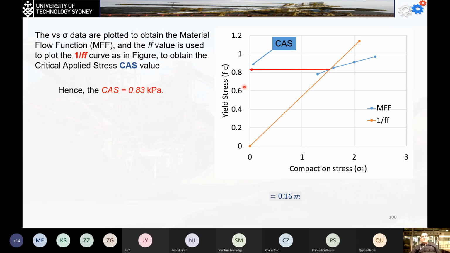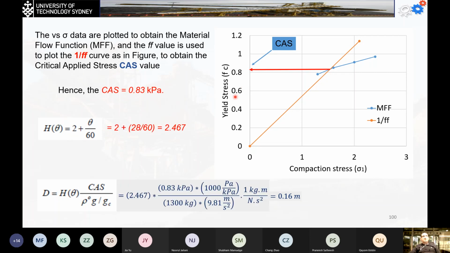Now I know the CAS value, I know the theta, I can calculate the minimum diameter in that case. Start first by finding the H theta, which is equal to 2 plus the theta divided by 60. And then apply the equation that the diameter is equal to the H theta multiplied by the CAS divided by the density multiplied by the g. So the H theta value is going to be equal to 2.647.